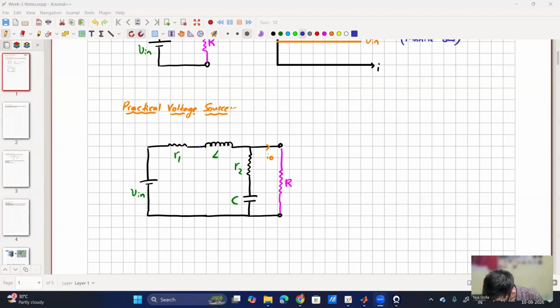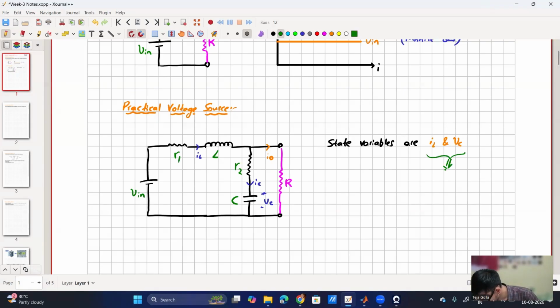So let us consider this one as IL, and this current as IC, this voltage as VC. So what are my state variables? My state variables are IL and VC. So why is it important to identify the state variables? Because this will help us to develop the MATLAB model, which we are going to do now.